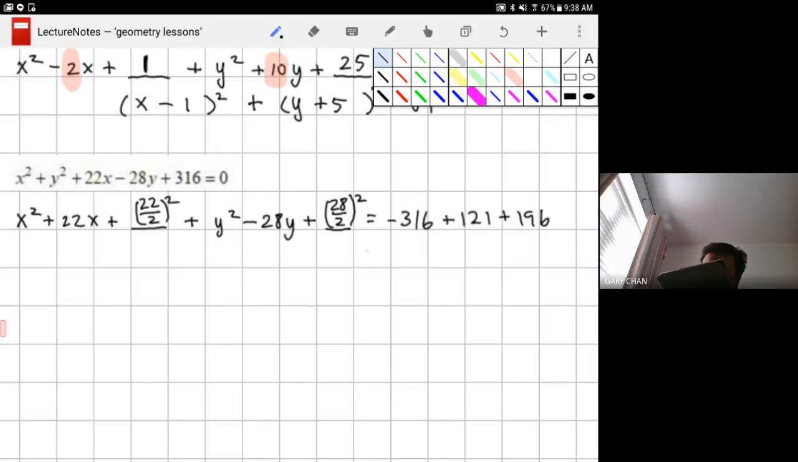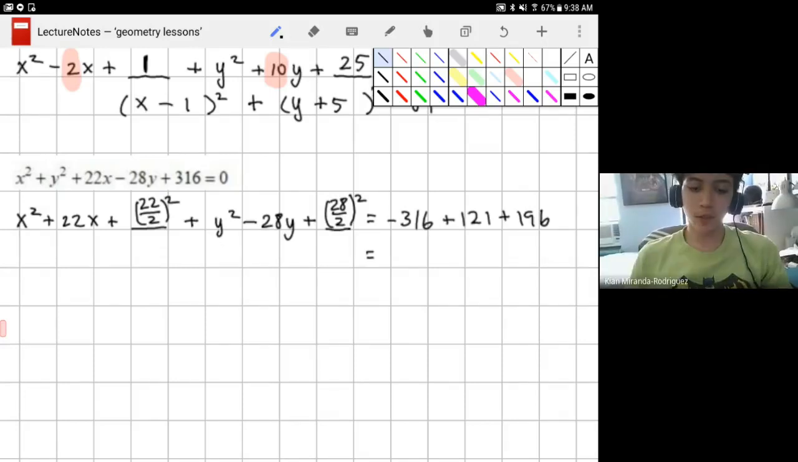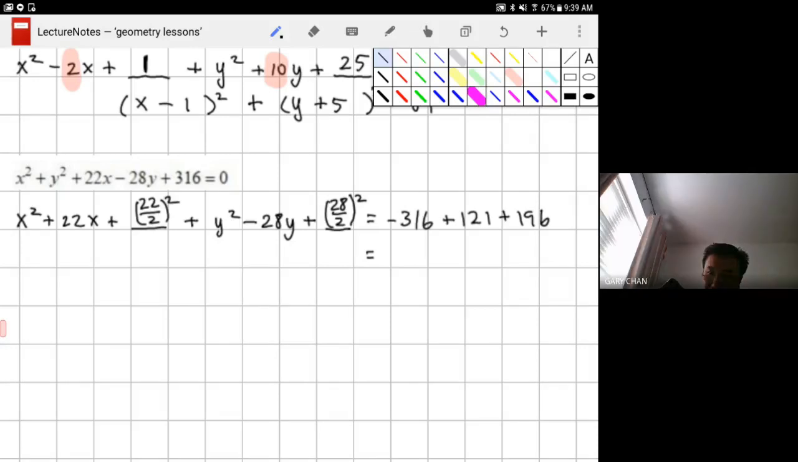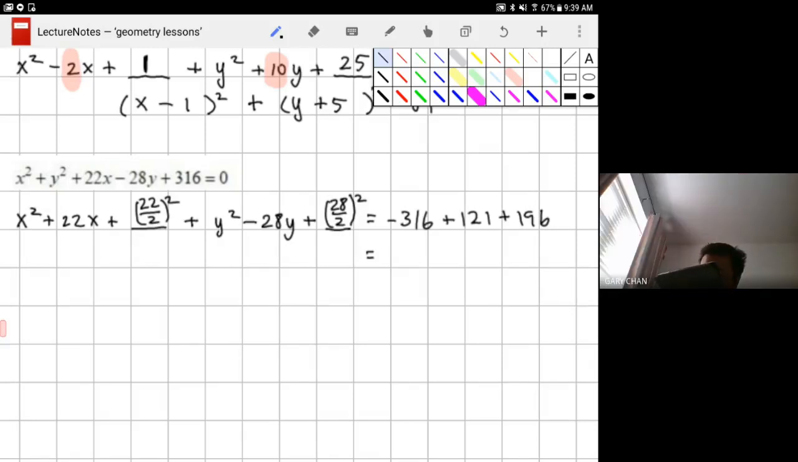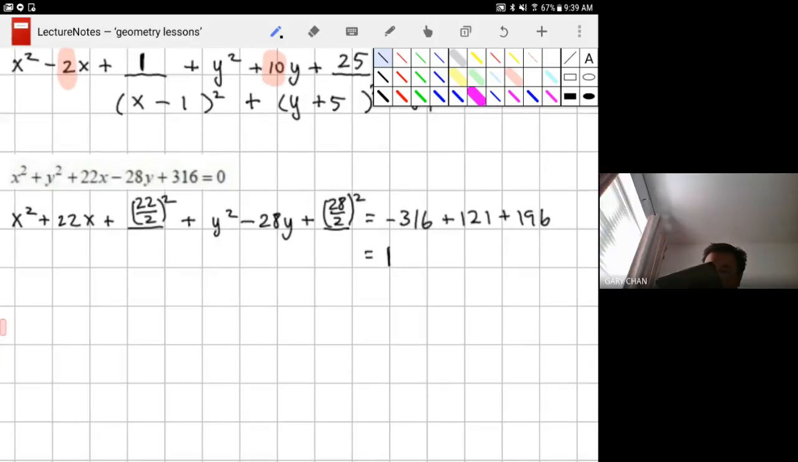Okay. Kian, can you add negative 316, 121, and 196 for us? If you have a calculator handy. Six, 1. It turns into 1? Yep. Awesome. Okay. And then this, what will this left half turn into?